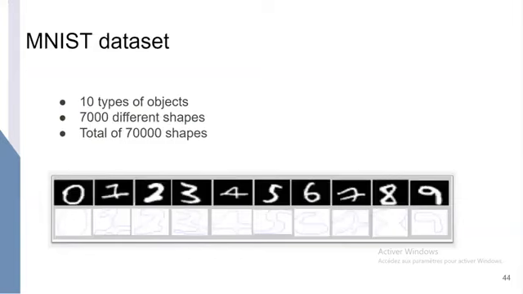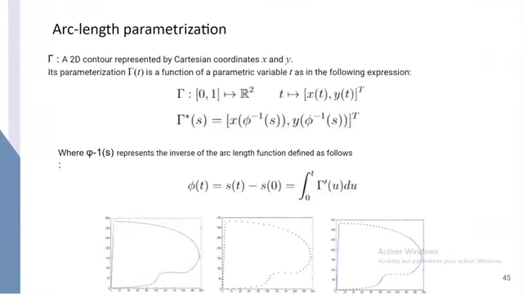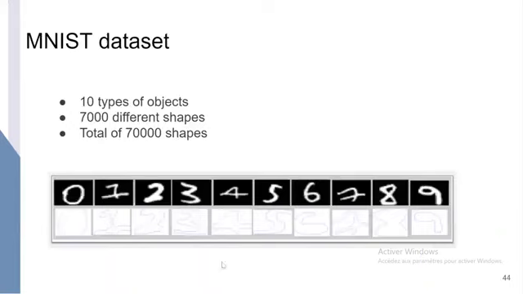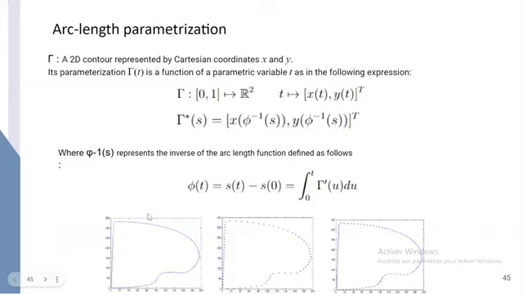We are also testing a bigger data set with 70,000 shapes, which is the famous MNIST data set, representing digits from 0 to 9. So we have 10 types of objects with 7,000 different shapes each, for a total of 70,000. And for the representation, since we are extracting the contour, we need to represent it with a set of dots.